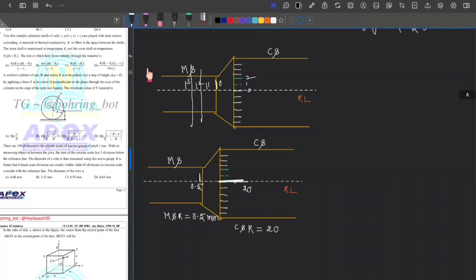So please check. After placing the object, the circular scale division that coincides with the reference line will be your CSR. After placing the object, whichever reading is visible on the main scale will be your MSR. Therefore MSR is 3.5 mm here and CSR is 20 here. That is the only one thing that you need to understand, right? And there is one more thing that needs to be understood, that is errors, right? One second, let me copy the diagram.